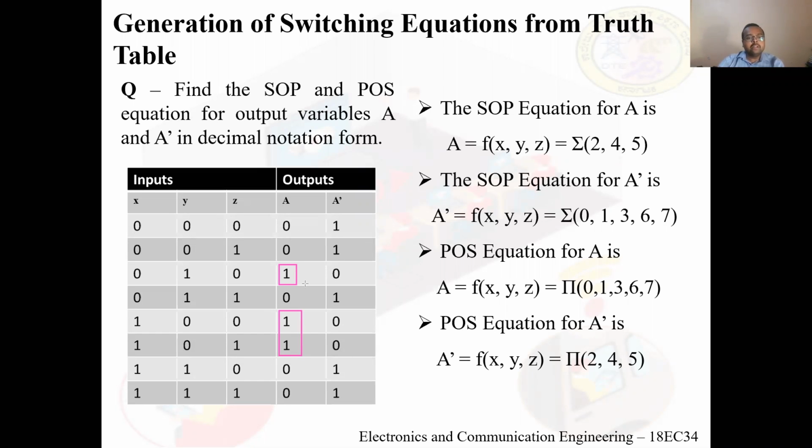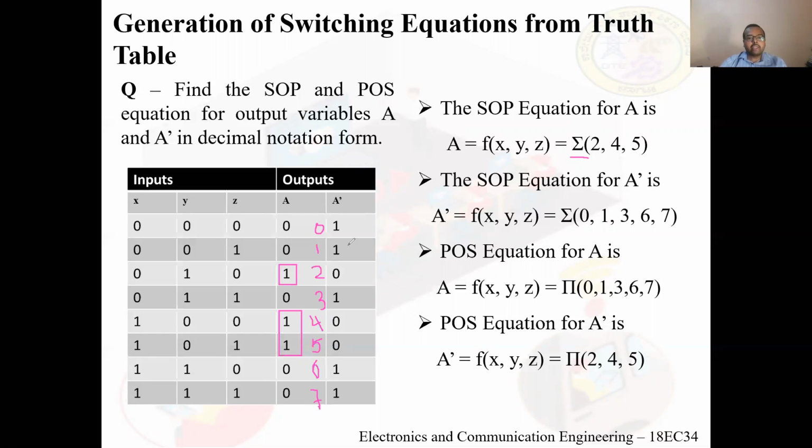Now how do you write for this one? You can just write like this. The decimals here 0, 1, 2, 3, 4, 5, 6, and 7. Now we know that it is min terms 2, 4, and 5. Since it is a SOP form, the notation which you use here is the summation symbol. So we have 2, 4, 5.